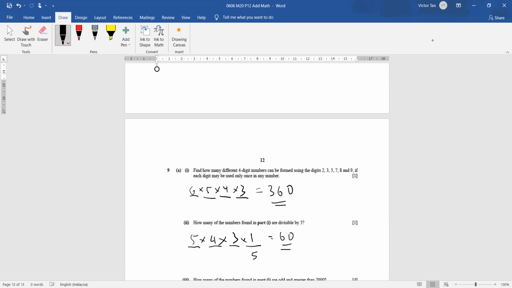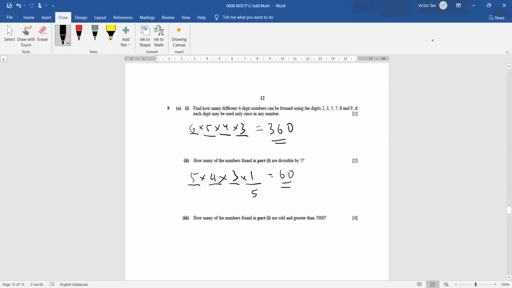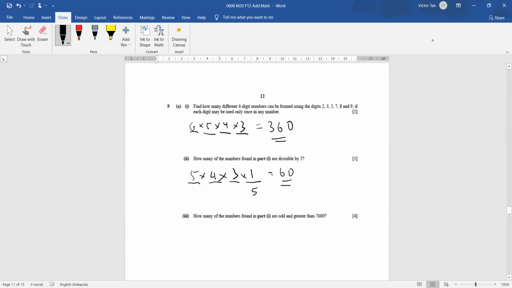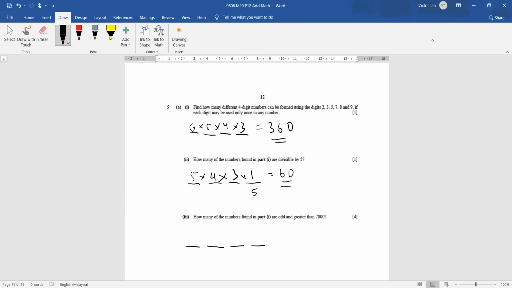That is your solution. How many of the numbers found in part 1 are odd and greater than 7,000? So again, greater than 7,000 means the first digit is either 7, 8, or 9. So you have 3 choices here. So after choosing the first digit 7, 8, or 9, the others have no restriction. So this is 5, 4, and 3 choices. So you have 180 choices.